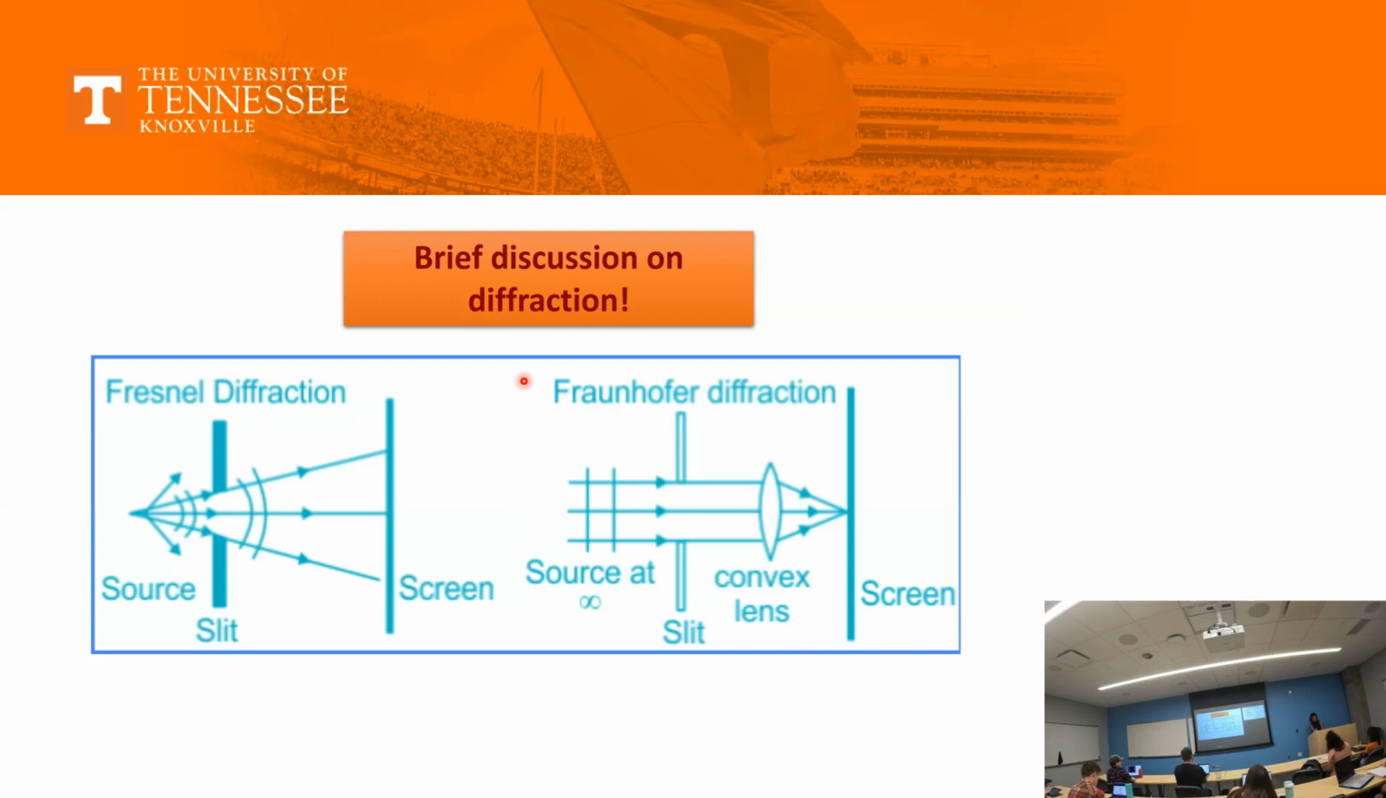Now, what is the difference between a Fresnel diffraction and a Fraunhofer diffraction? These were two very basic kinds of diffraction that we learned in high school, where in Fresnel diffraction, it is done for the cases where your source and your screen are not too far. It's a very definite distance between them. Whereas in Fraunhofer diffraction, your source is at infinity.